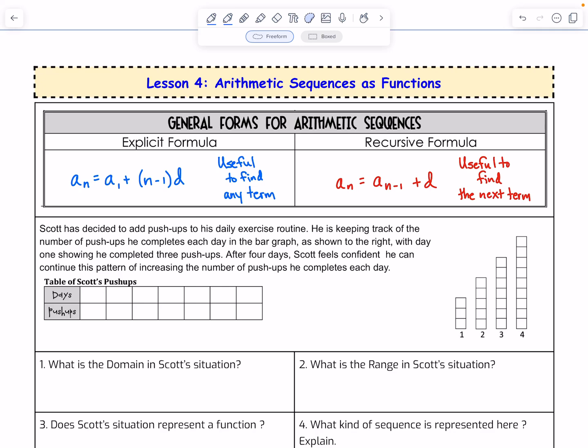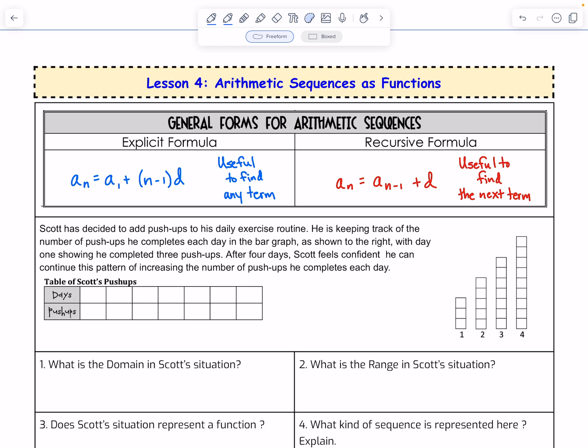In this video, let's take a look at arithmetic sequences as functions. At the top of our notes, the explicit formula for arithmetic sequences that we know is useful to find any term in a sequence is a sub n equals a sub 1 plus n minus 1 times the common difference d. The recursive formula is a sub n equals the previous term, which is a sub n minus 1, plus the common difference d.